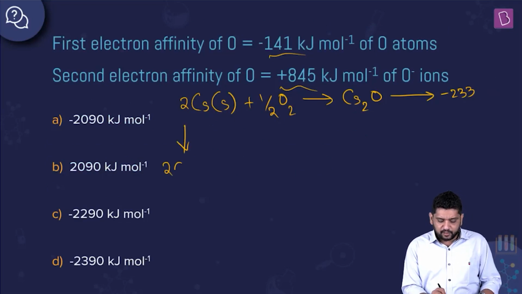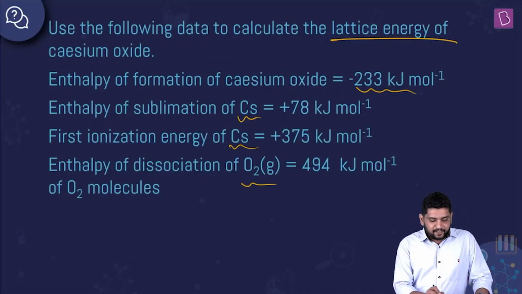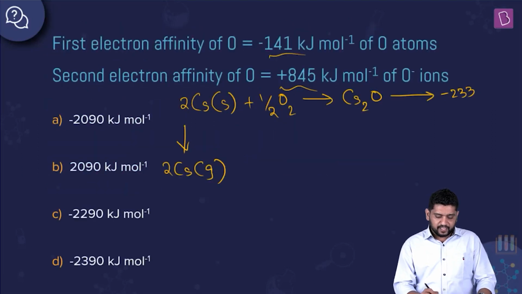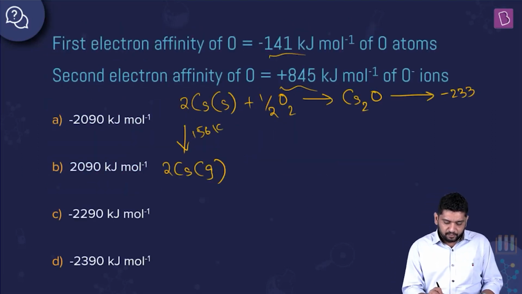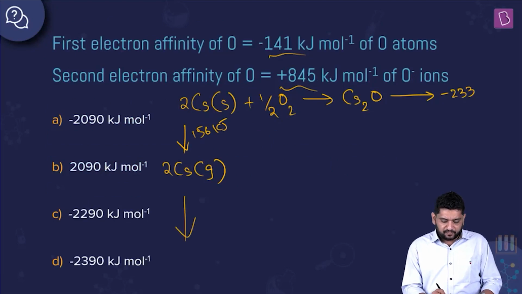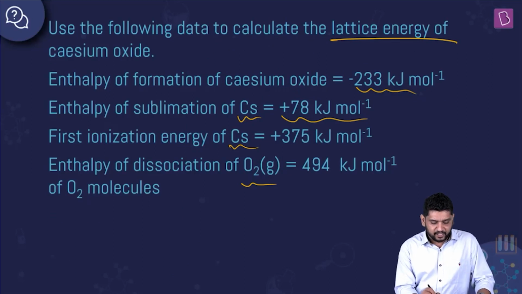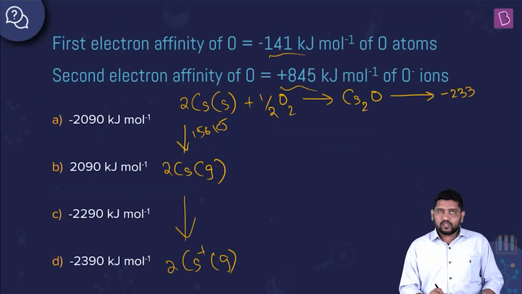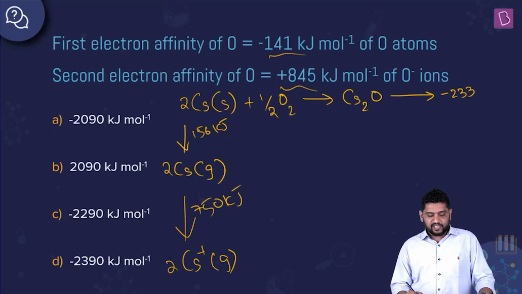So first I'll convert this into 2Cs in gas phase, for which the energy required is, for the sublimation of cesium, 78 kilojoule per mole, but I'm converting 2 moles of cesium, so 2 into 78, 156 kilojoule will be absorbed here. After that, I have to convert this into 2Cs+ in gas phase. Cesium first ionization energy is 375 kilojoule per mole, but that is for 1 mole. We have 2 moles, so 375 into 2 is 750 kilojoule.